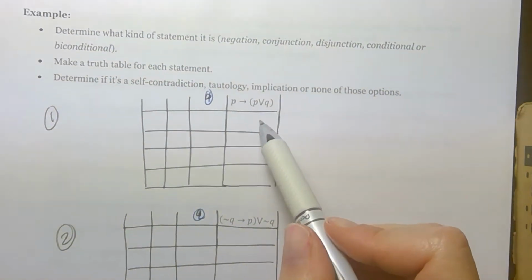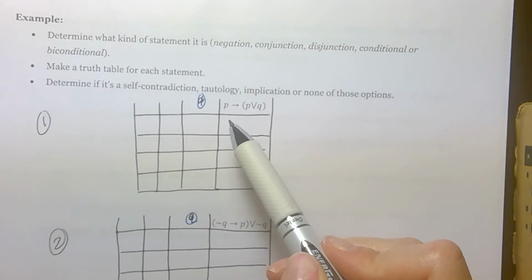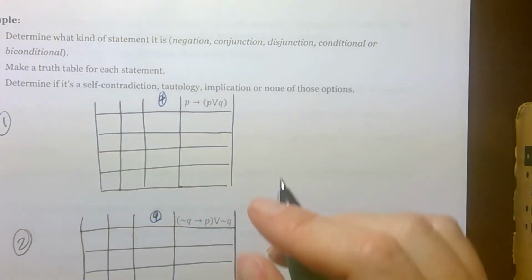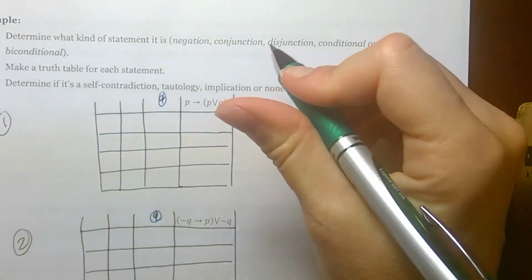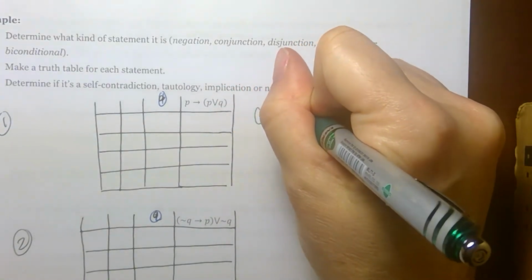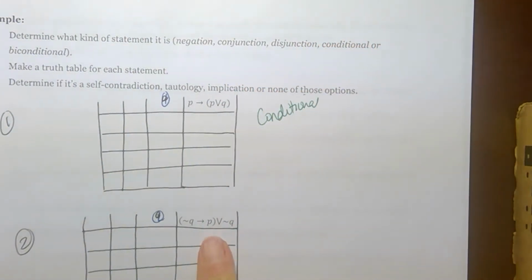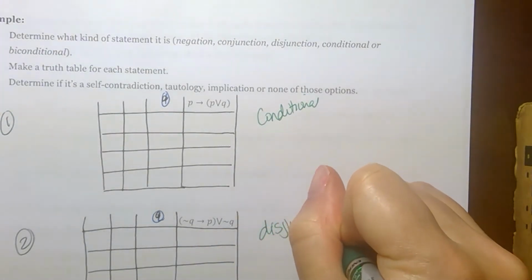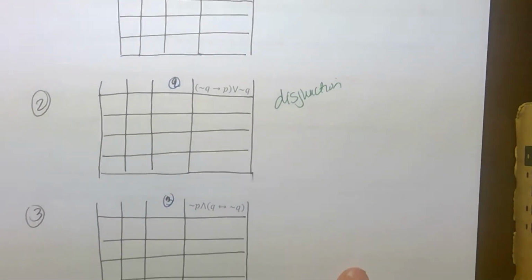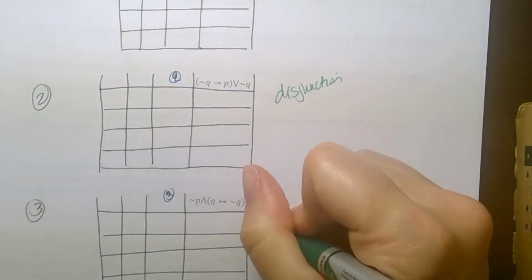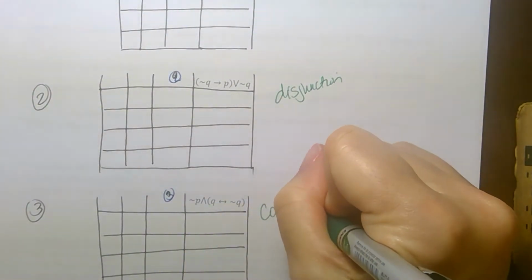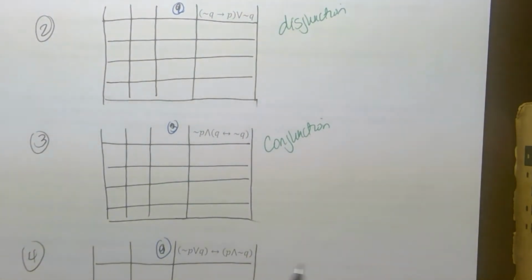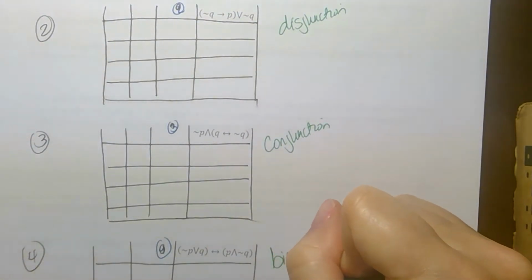For this first one, we need to determine this conditional. So let's go through and label them as to what type of joining word we're using. This is conditional because it's an if-then. This next one is a disjunction, because that's what is going on outside the parentheses. The third one is a conjunction, because it is the and outside the parentheses. And this last one is a biconditional.